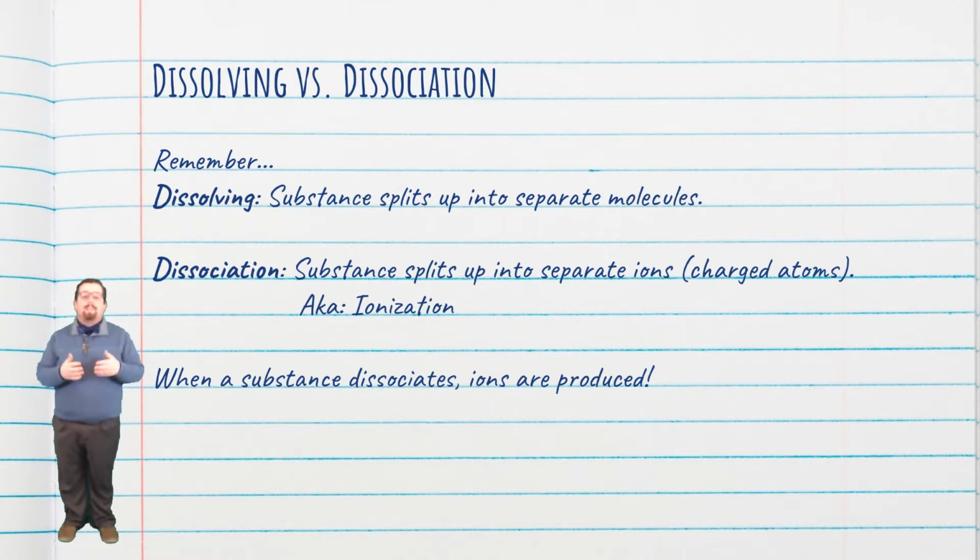When a substance dissolves, it simply means that the molecules break apart from each other. Each molecule stays intact as a single unit, but is no longer attached to any other molecules. Dissociation, on the other hand, breaks molecules apart into separate ions, which, if you'll remember, are usually charged single atoms or small groups of atoms with a charge. When a substance dissociates, it produces ions, which is why we can also call it ionization. So with that in mind, let's talk about some definitions of acids and bases.